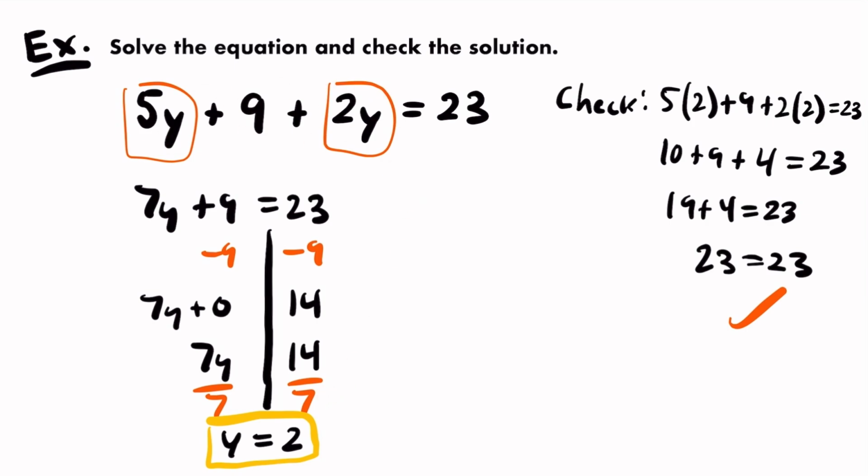Okay, so always be on the lookout for equations like this. Sometimes they won't be fully simplified, and you'll see two variable terms, but if they are like terms, you can combine them and get an equation that you know how to solve.